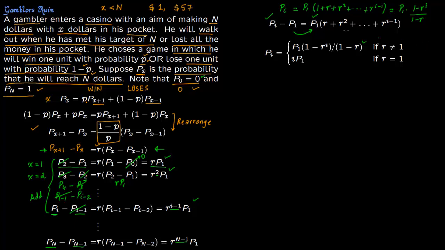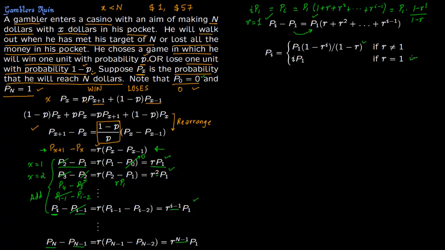So here r is not 1. If r is 1, then everything is very easy. Then you just plug in 1 here. So if you plug in 1 here, you sum them up. There are i minus 1 terms with r in it, and then there is 1 here. This will just become i. So if r is 1, this becomes i P1, so this will become i P1 for r equals 1.